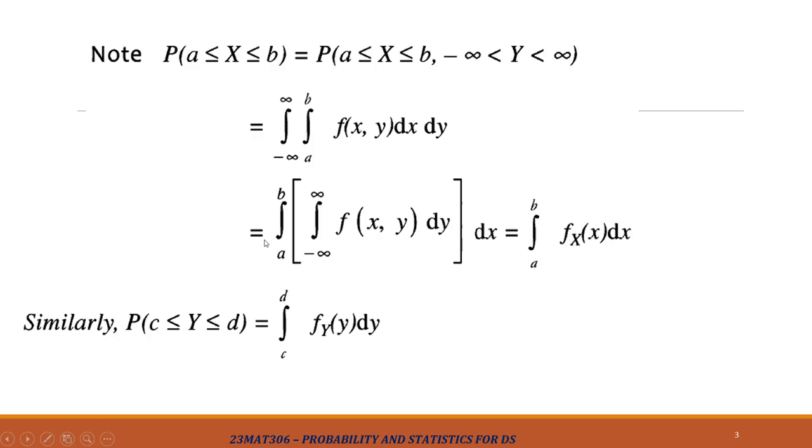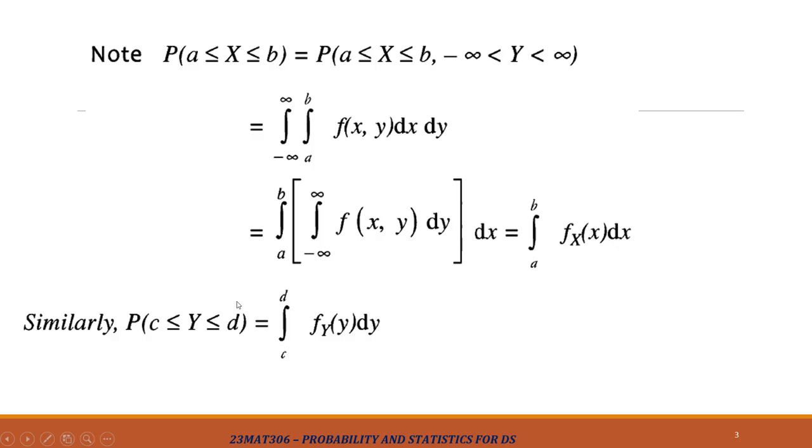Here the integration formula is given. The probability of a less than or equal to X less than or equal to b: here x varies from a to b and y varies from minus infinity to infinity. So we substitute these limits. First, we integrate the function with respect to y because its limits are minus infinity to infinity. This we know from the formula. The result is f_X(x), the marginal probability function of x.